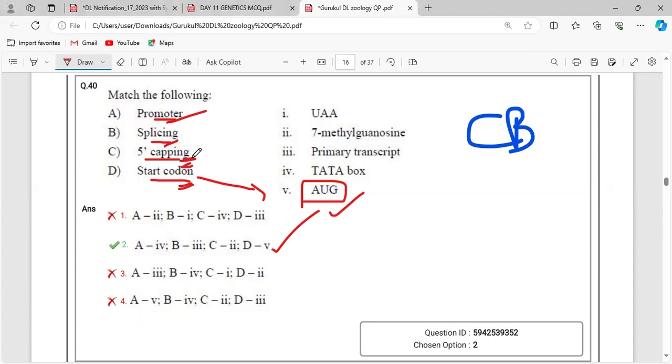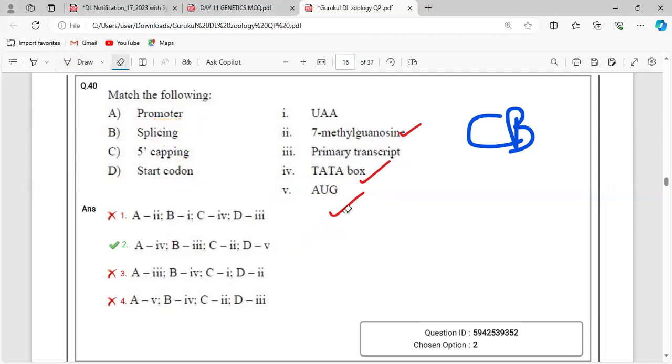And 5' capping is somewhat related to the 7-methyl guanosine. A methyl group is going to be added to the guanosine at the 7th position during the process of capping. And what is the splicing? It is a primary transcript, which means what? It is going to remove all the introns and join all the exons. Okay. And what is a promoter? Again, it will be associated with the TATA box during the transcription.